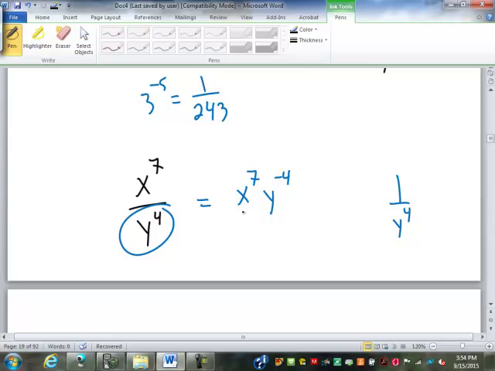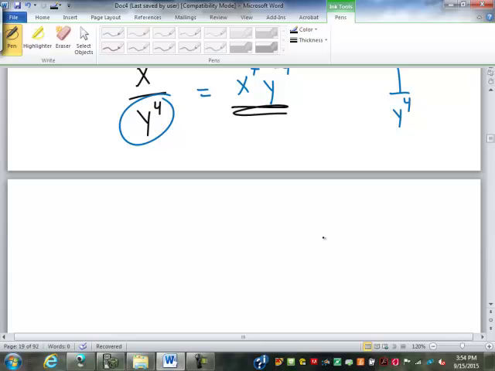That's something we're going to get used to as we work through this: switching back and forth. If I have 1 over z to the 7th, that's the same as having z to the negative 7th. Or likewise, if I had a to the negative 4th, that's the same as having 1 over a to the positive 4.